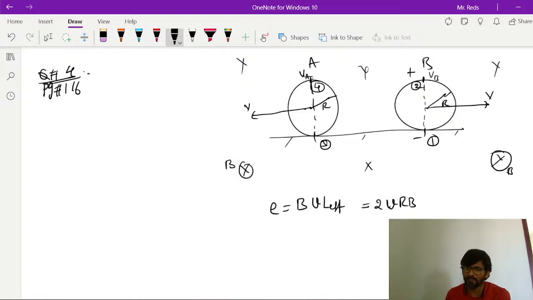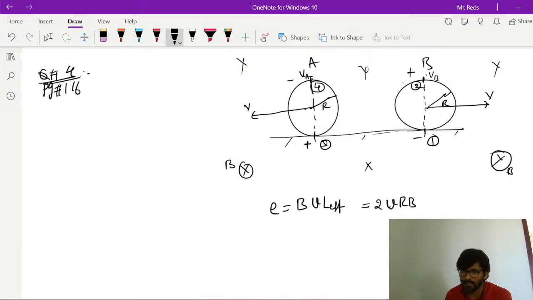As this is placed on a conducting plane, this will act like a wire. Again, if you use the same right hand palm rule, if you stretch the fingers in the direction of the magnetic field and the thumb in the direction of velocity, the direction of the palm gives the higher potential direction. This will be higher and this will be lower potential. So the potential difference here is nothing but higher minus lower, that is V2 minus V1.